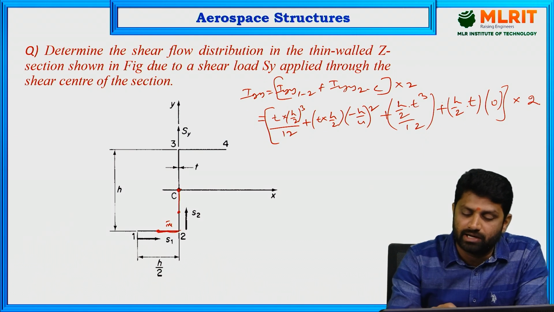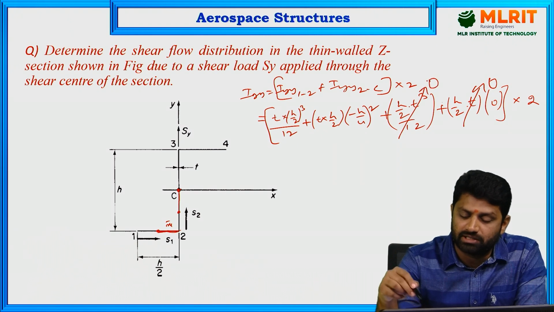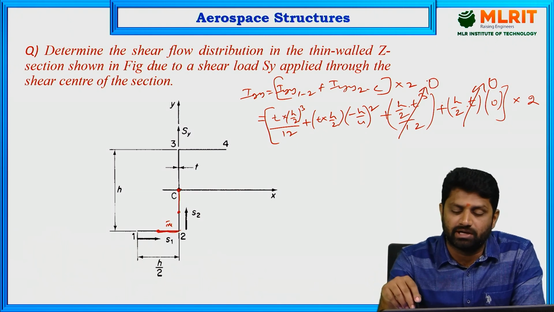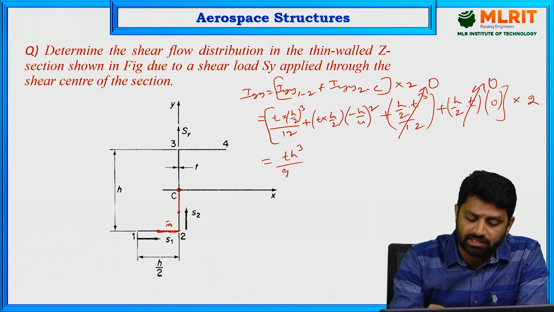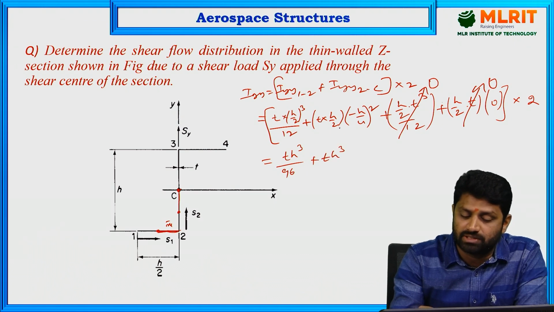Okay. And out of these three terms, this term is 0 and this term also, it's a t cube containing term. For the thin wall approximation, you can make it 0 and you are left with only this term. So what is this term? t into h cube by 8 into 12, that is 96, plus here you are going to get t into h cube by 16 into 2, that is 32, multiplied by 2.